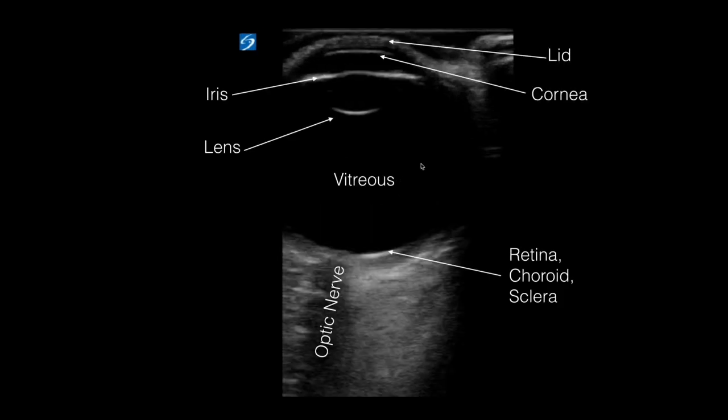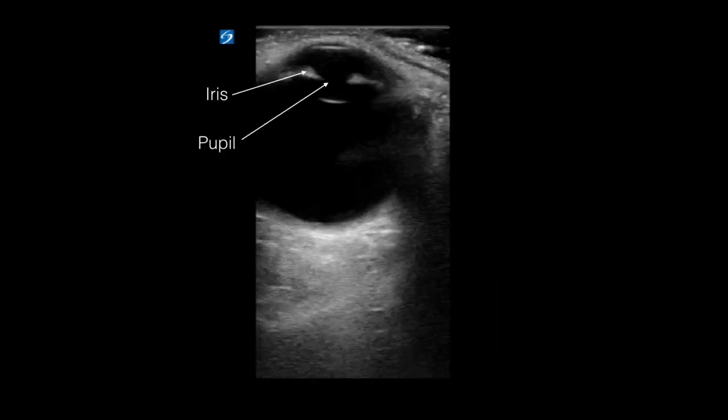So here's another image of all that labeled. It's the lid, the cornea again, everything else I just mentioned. All right. So if you're able to, you can adjust the plane of your ultrasound, and we'll show this in a second, but you can also really make out the iris and the pupil.